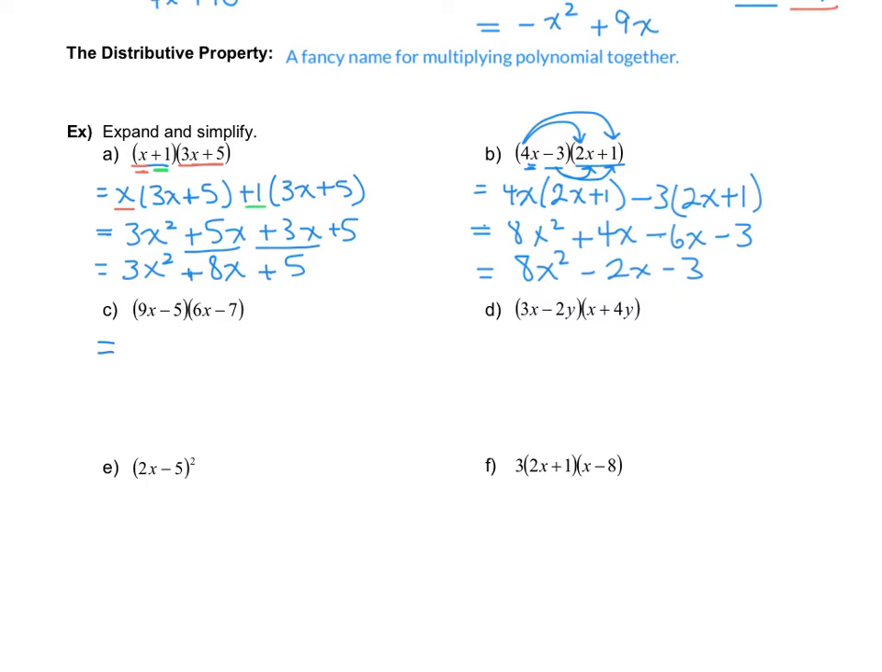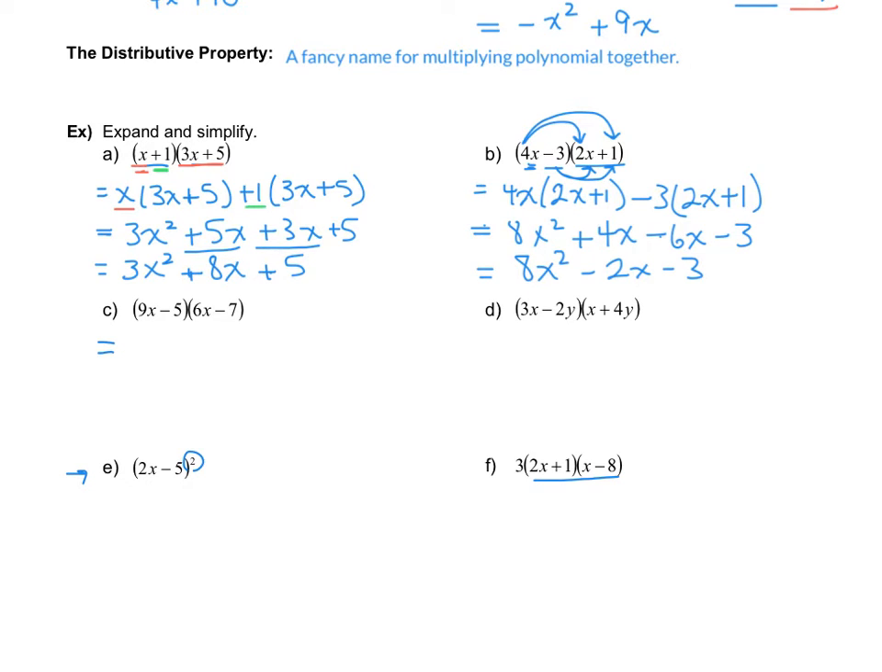All right, trying the next one, you could try these and then put the video on pause. When you get to E, it's going to be a little bit trickier because you got to remember what the exponent 2 means there. And F, I actually am going to multiply these binomials together first and then multiply the 3 through everything. So if you want to put the video on pause and try the examples and then check your work, now would be a good time to do that.